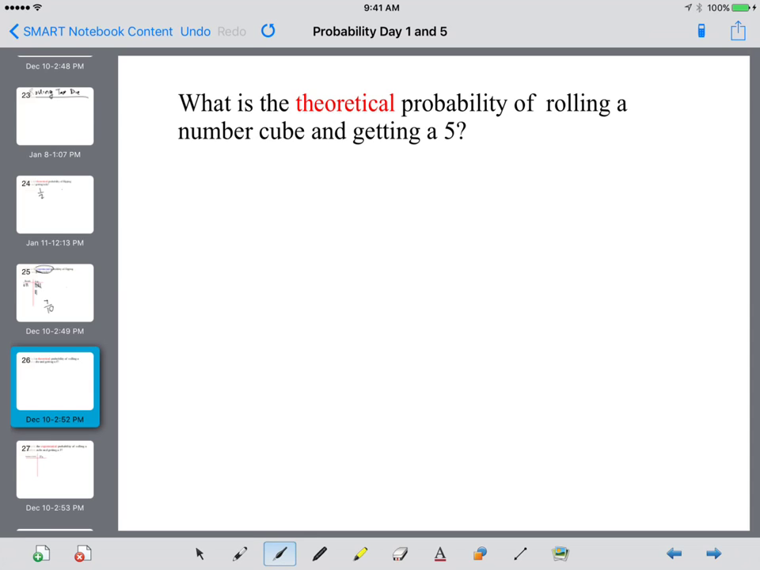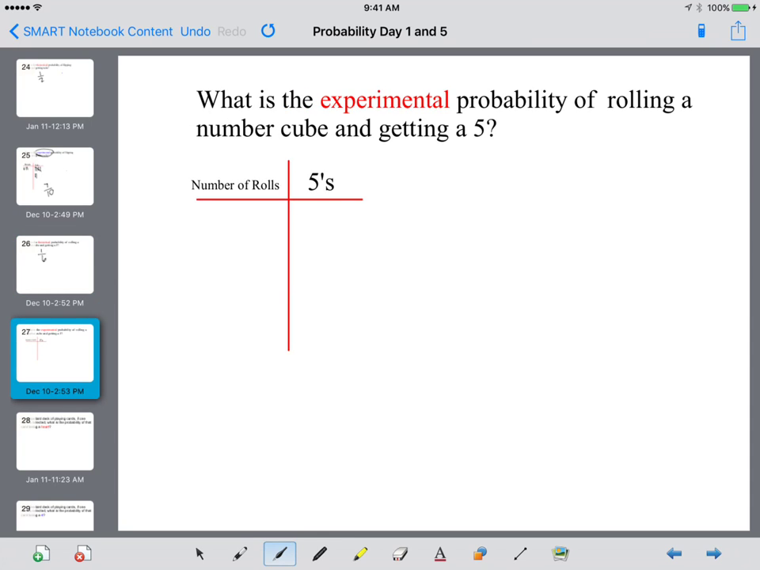What is the theoretical probability of rolling a number cube and getting a 5? There's 1 five on a number cube. There are 6 sides. So probability of rolling it and getting a 5 is a 1 in 6 chance. And again, we could perform this experiment. Let's say you rolled it 10 times and, I don't know, you had 10 rolls. Let's say you had 3 fives. Well, the probability of rolling a 5 in those 10 tries would be 3 out of 10.